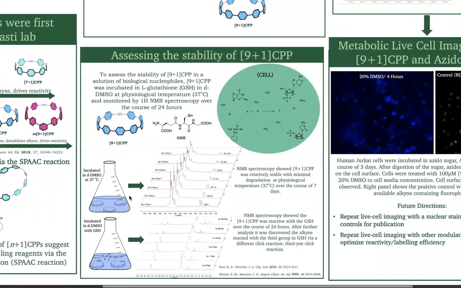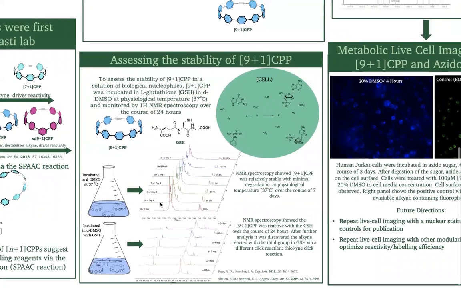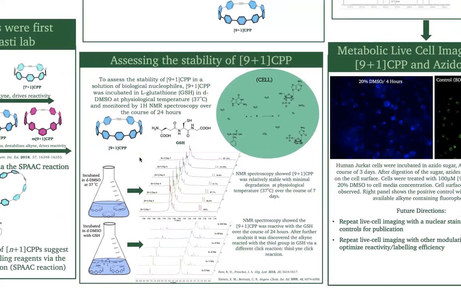The first experiments I ran were essentially stability experiments, which just tested the stability of the molecule in what we consider a cellular environment. A cellular environment is full of moving parts. There's tons of different biological nucleophiles, or things that it can react with. There's also things like pH and temperature you have to keep in mind.